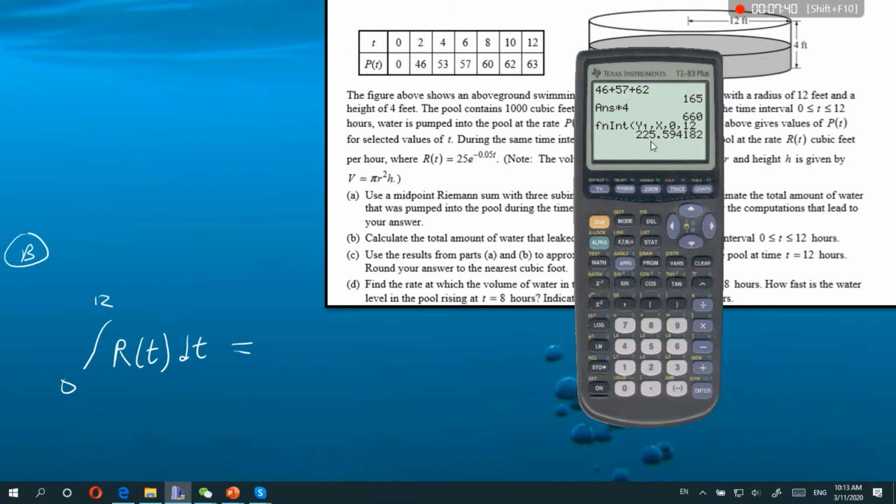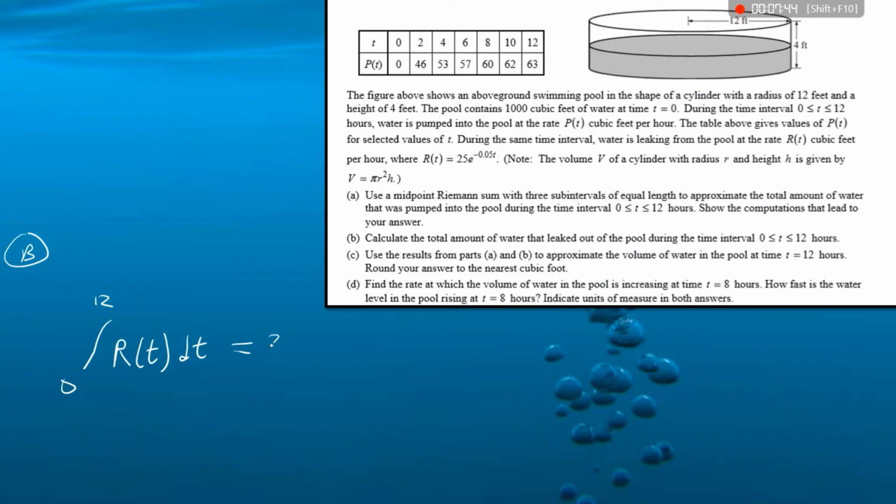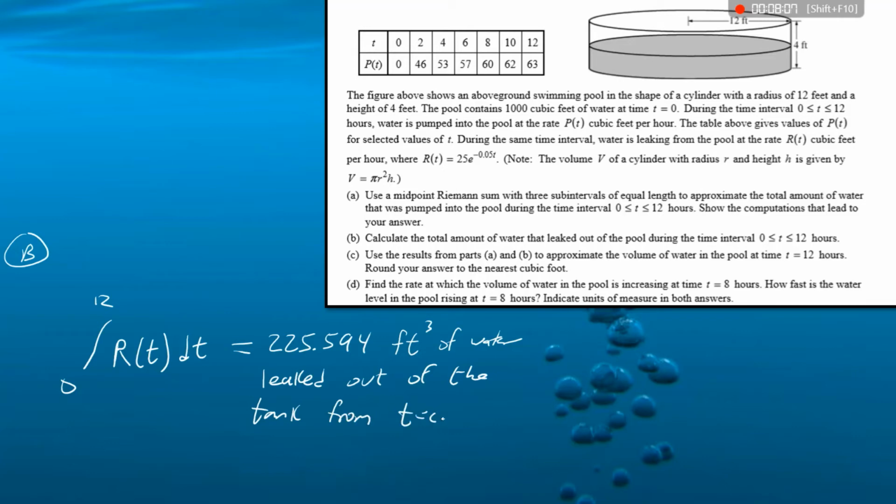Okay, 225.594. Yes. Cubic feet. Cubic feet of water. And what happened to this water? Leaked out. Okay, leaked out of the tank from t equals 0 to t equals 12 hours. Yes. Okay. Then we're going to use what we got from part A and part B to estimate the volume of water in the pool at 12 hours.